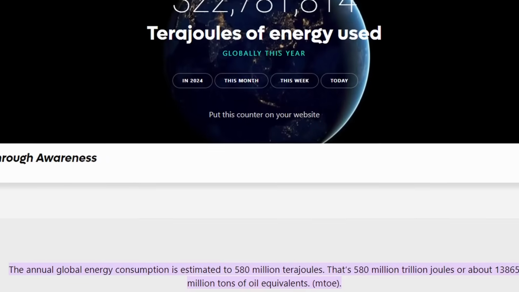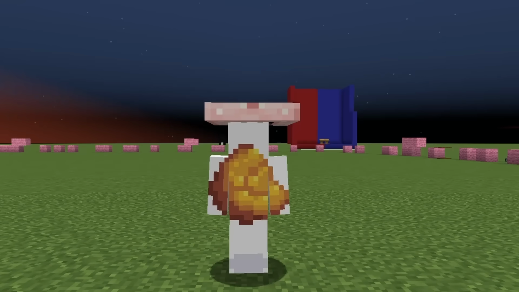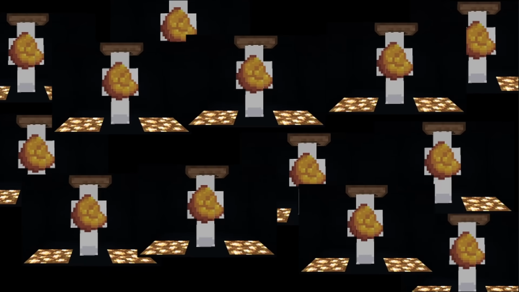And now, currently, the world consumes around 580 quintillion joules every year, and if Steve banged his head on the ceiling for a year straight, he would produce around 44 quintillion joules. So what that means is that if we had 14 Steves banging their head on the ceiling, their jumps would be enough to power the entire world.